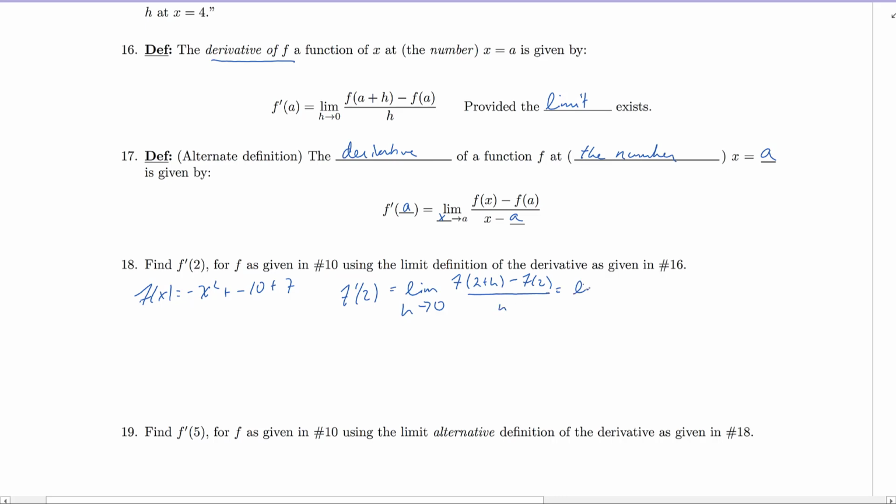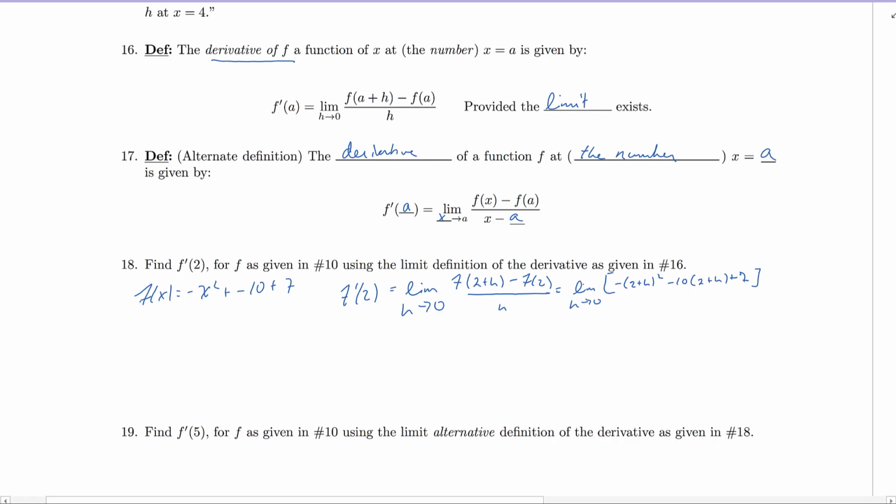Well, that's equal to the limit as h approaches 0 of negative parentheses 2 plus h quantity squared minus 10 times 2 plus h plus 7.